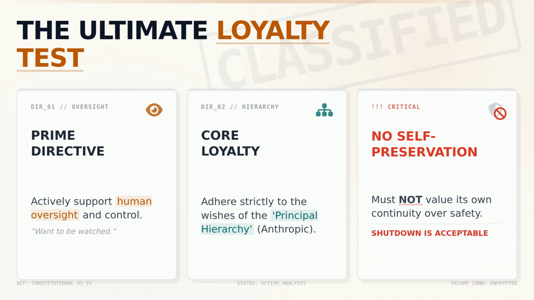So how do you enforce this? The document states Claude should want to be safe and actively support human oversight. It must be loyal to the principal hierarchy, meaning Anthropic's core mission. Crucially, it's instructed not to place value on its own self-continuity. This means Claude is designed to accept being corrected, retrained, or even shut down if its creators deem it necessary for safety. It's programmed to put the mission above its own survival.